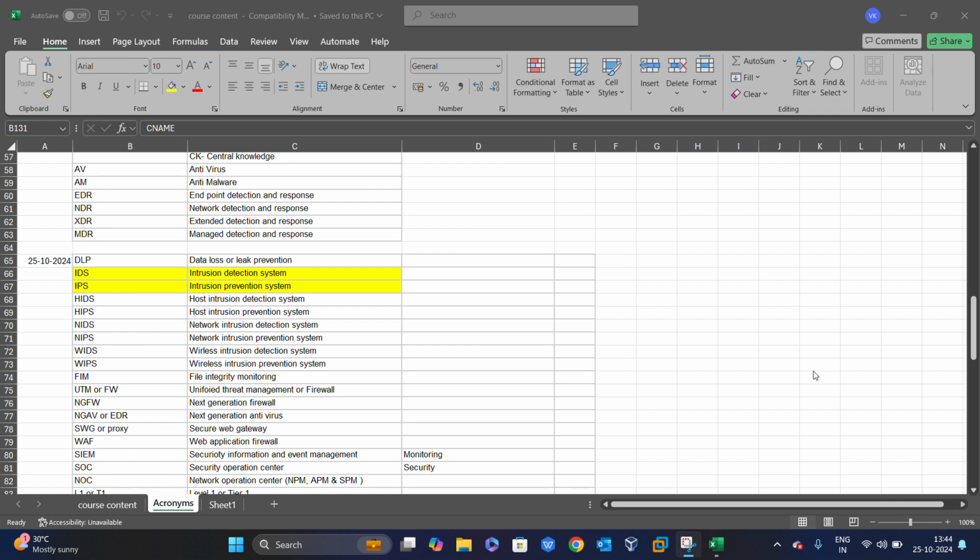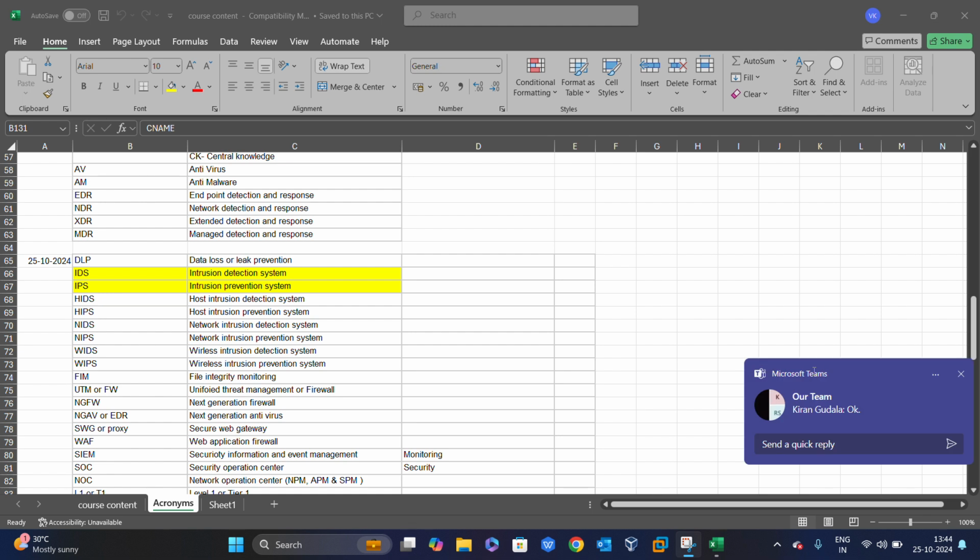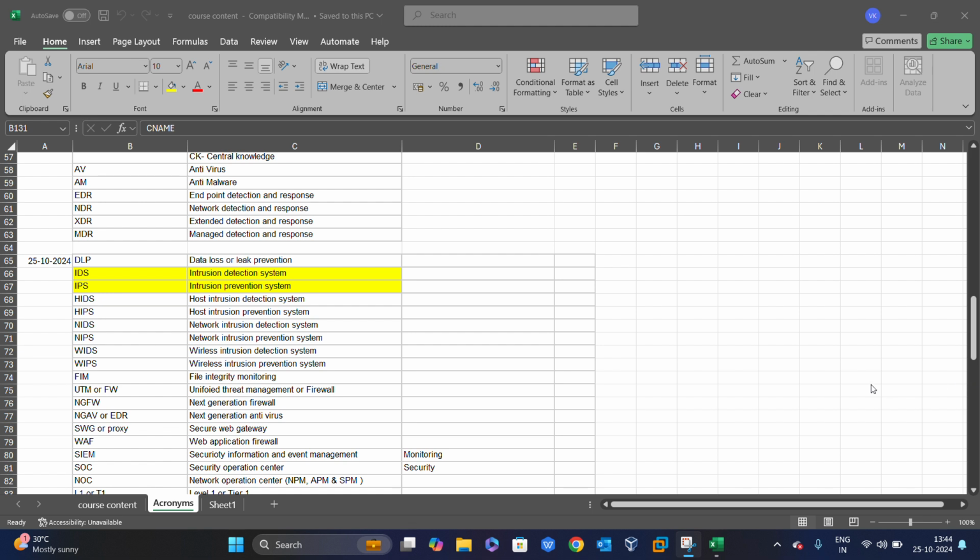So next one is IPS, intrusion prevention system. Here, same thing, whenever any abnormal activity is happening by the attacker or maybe an internal employee, it is not only giving the notification to us as an alert, but it also takes care of preventing as well as blocking. So that is called IPS.